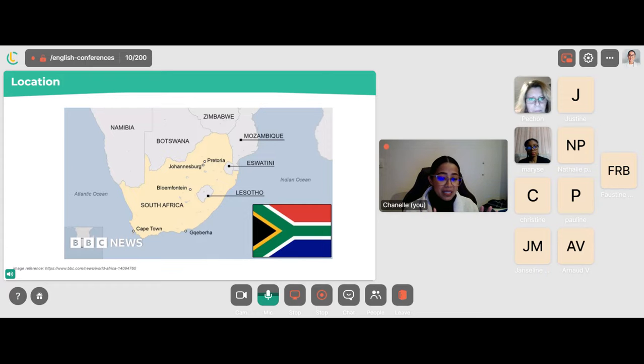So here we've got a diagram of South Africa, and as you can see, we've got Namibia, Botswana, Zimbabwe, and what is known as Mozambique, and Eswatini. These are the countries that surround South Africa. We have some of the major cities, Johannesburg being the center, right next to Pretoria, Bloemfontein, Cape Town, and Kruger, which is also known as Durban. We are surrounded by the Atlantic Ocean on the left and the Indian Ocean on the right.